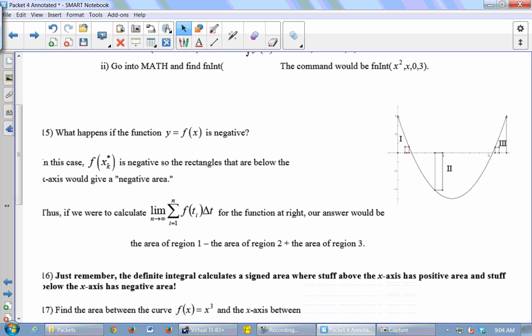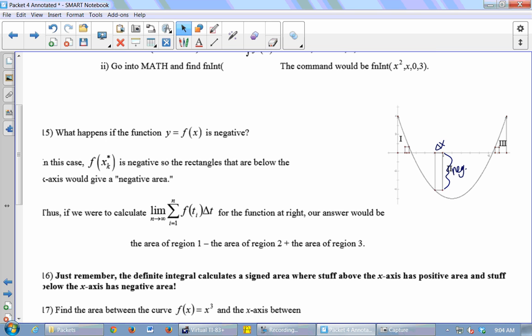All right, and then last class we talked about what happens if the function is negative. This rectangle would be delta x, right? The width of it would be delta x, but its height would be negative, right? The function value would be negative. So all the rectangles that lie under the x-axis are going to contribute negative area to the total.